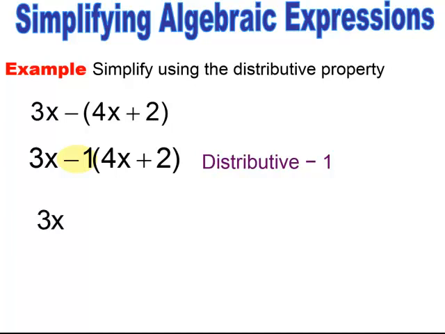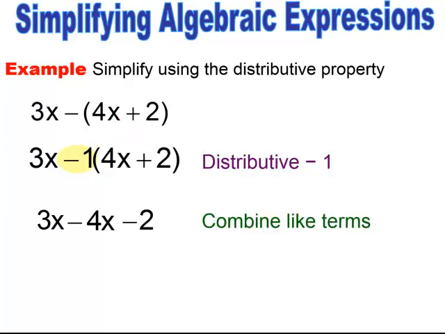So I'm going to just bring down my 3x, and I'm going to do that distributive property to clear the parentheses. So negative 1 times a positive 4x is going to be a minus 4x. A negative 1 times a positive 2 is going to be a minus 2. So now that I did the distributive property and cleared the parentheses, then I can combine like terms. You can't combine like terms until the parentheses is cleared by doing the distributive property.